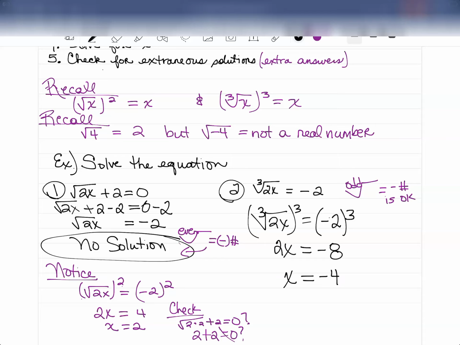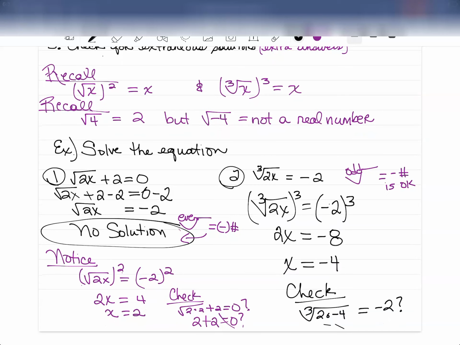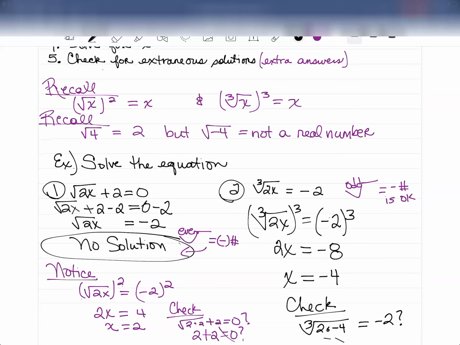If I take my negative 4 and I do my check, I have the cube root of 2 times a negative 4 equals negative 2, and that's what we're checking. And the cube root of 2 times negative 4 will give me a negative 2, so everything will check out. I'll have negative 2 equals negative 2.